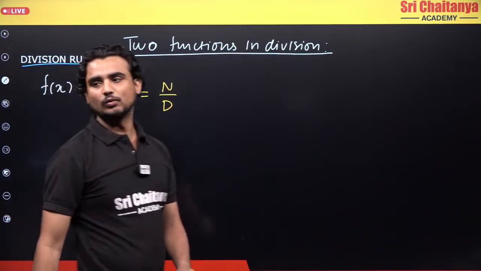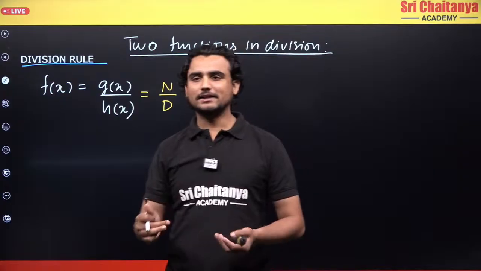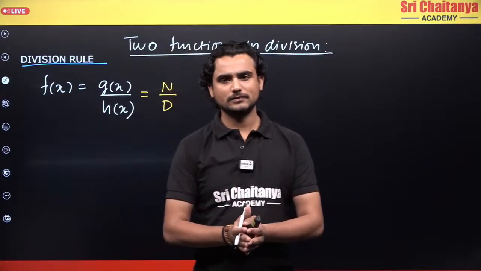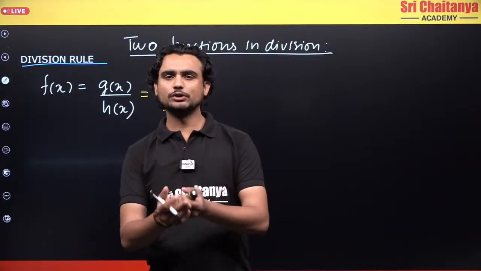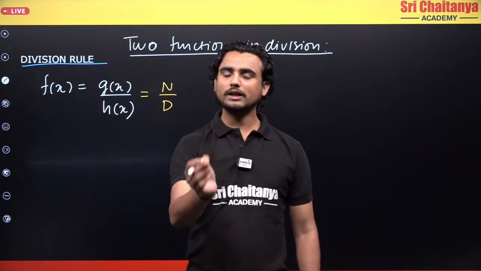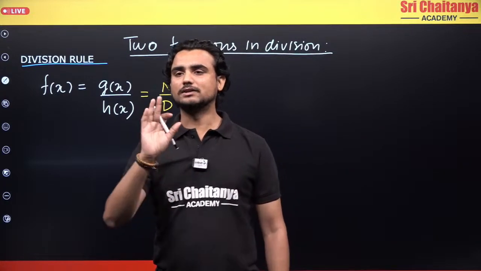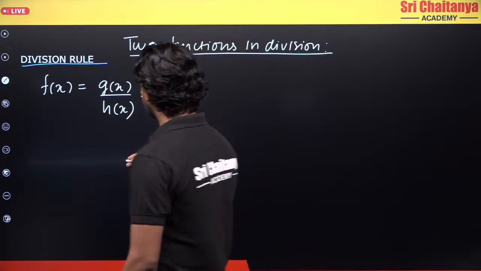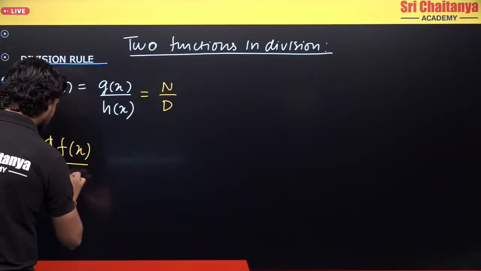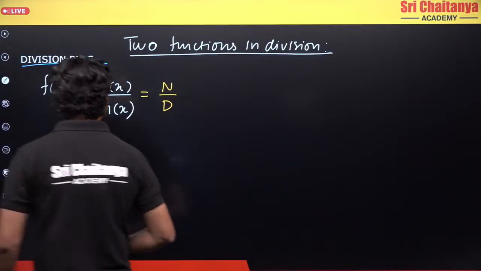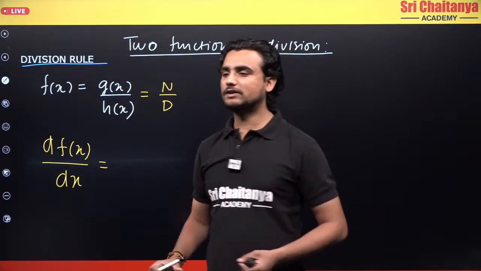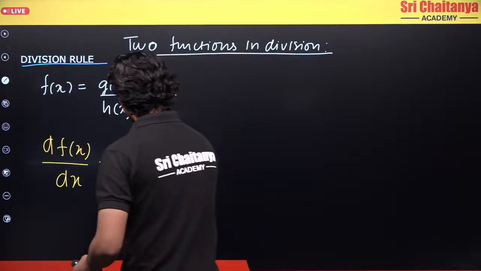Now let's understand how to remember this. Suppose I go to a clinic. Who is the first person I meet? I will meet the nurse. So differentiation of f with respect to x is: whom am I meeting first? When I walk inside the clinic, the first person I meet is the nurse. So I am differentiating the nurse.